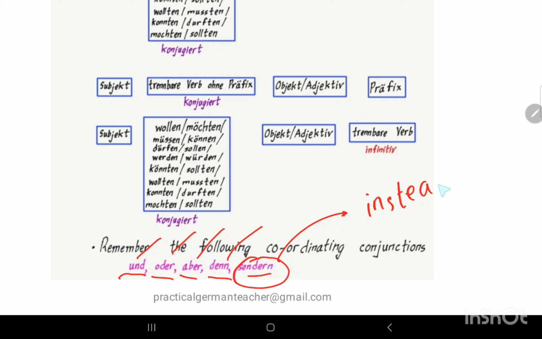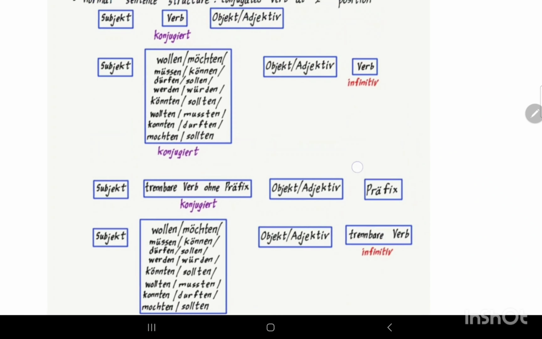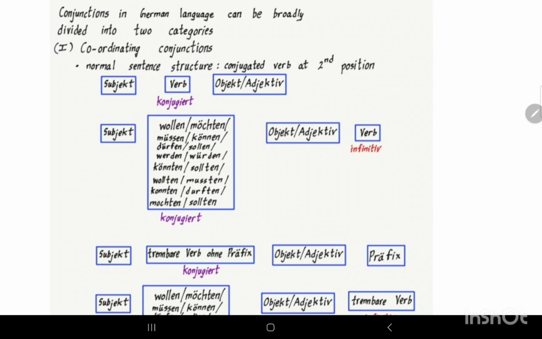Okay, some people say sondern is but. Yes, you can use sondern when you want to say but, where there is a specific word in English, right? Instead or rather, where you normally negate the first sentence, like not a, and then you say but b. Not a, rather b, or not a, instead b, right? I hope you know the difference between sondern and aber. So if you know the difference between instead, rather, and but, that means you know the difference between sondern and aber.